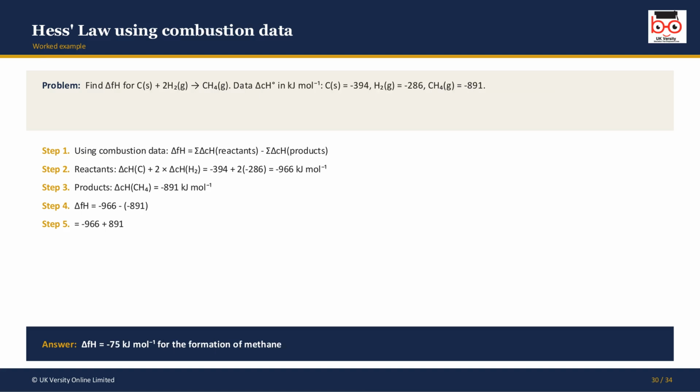Now a cycle using combustion data, this time to find the formation enthalpy of methane. With combustion data, the rule flips to reactants minus products. The reactants are carbon and hydrogen. Minus 394 plus 2 times minus 286 gives minus 966 kilojoules per mole. The only product is methane at minus 891. So delta H is minus 966 minus minus 891. That's minus 966 plus 891, which comes to minus 75 kilojoules per mole, the formation enthalpy of methane.